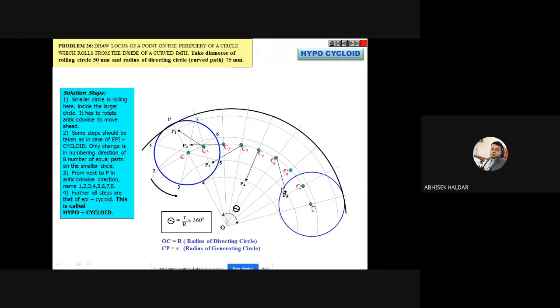From C6 I will cut the 2, 6 line on this side. That is my P6. And from C7 I will cut this 1, 7 line. This is the 1, 7 arc. That is my P7. And from C8 it will touch the directing circle. Once I join P1, P2, P3, these points, I will get a curve something like this, which is known as your hypocycloid.